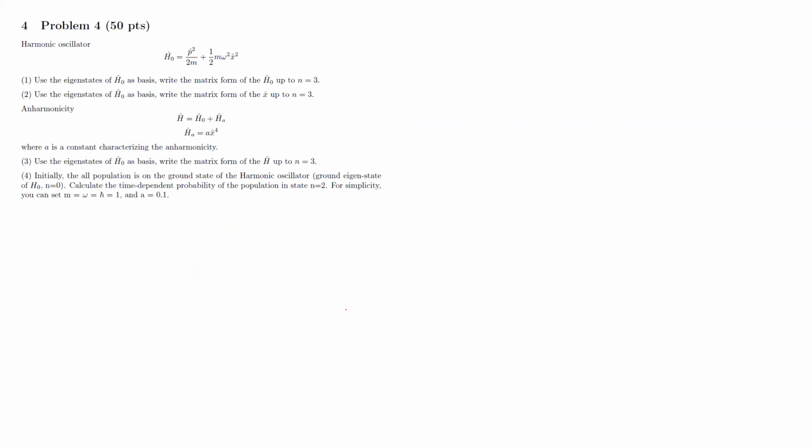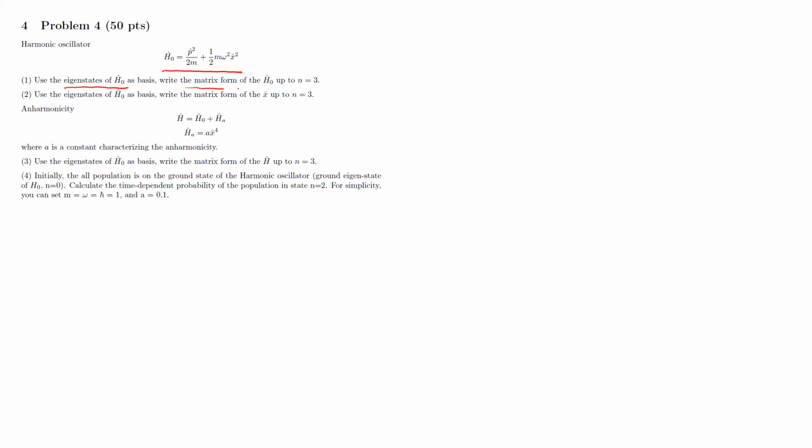Okay, so let's do the last problem. It has several steps, and I'm still just trying to walk through this. First, let's solve the problem in a very simple case, a harmonic oscillator. If you're using the eigenstates of the harmonic oscillator as a basis, you should definitely be able to know what the eigenstates are, right? Because we already solved that with analytical expressions.